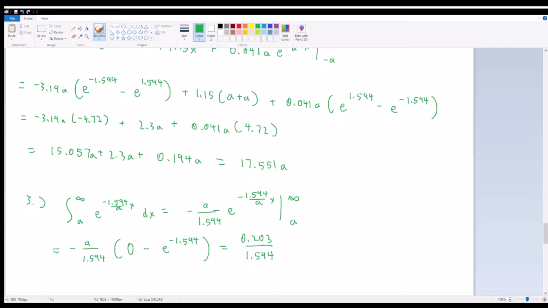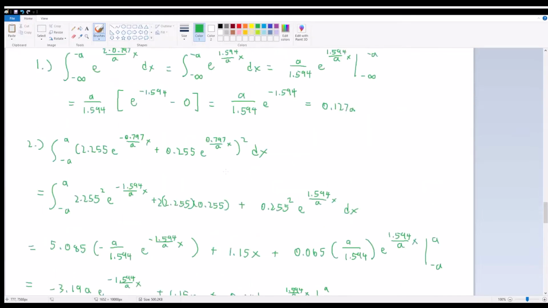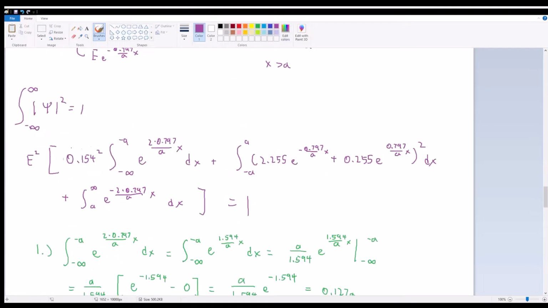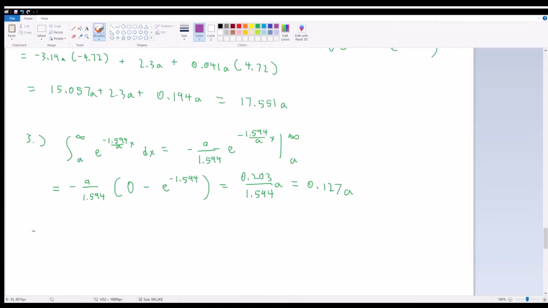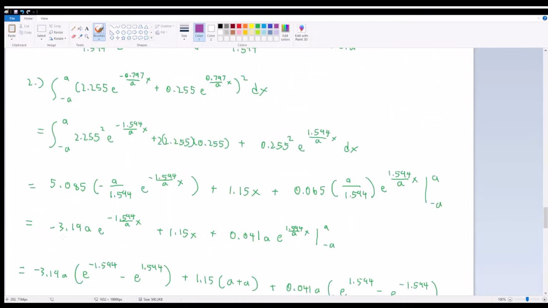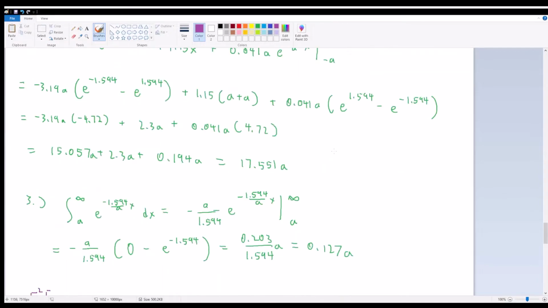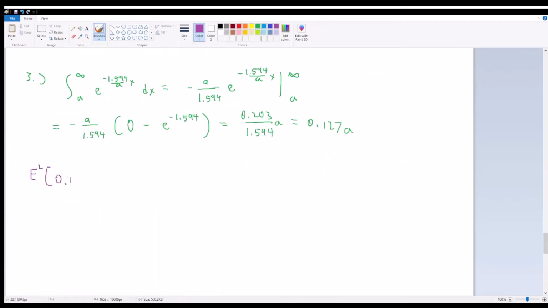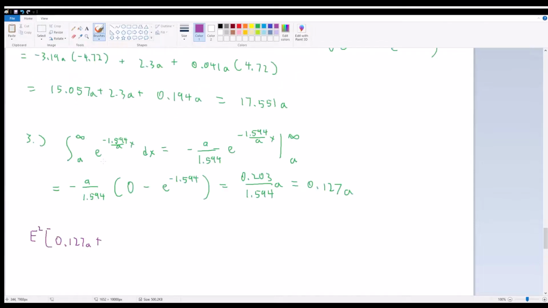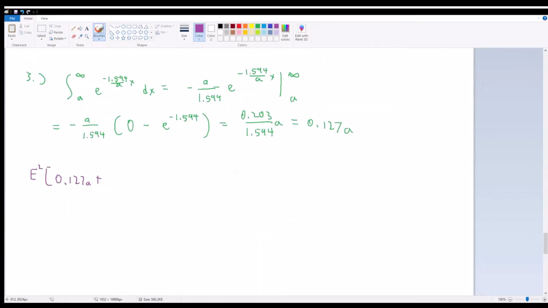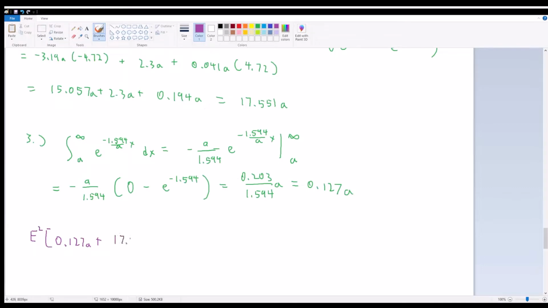That is going to give us 0.127, and I forgot the a at the front. Okay, now we go back and we add everything together. So this is going to be e squared multiplied by the result of integral 1, which is 0.127a, added with the result of integral 2, which is 17.551a, and then integral 3, which is 0.127a. And this is finally supposed to equal 1.